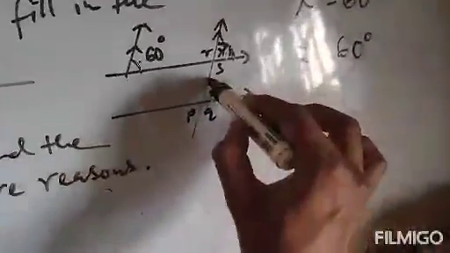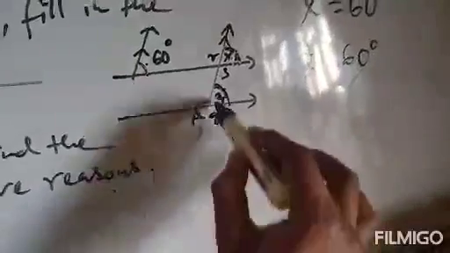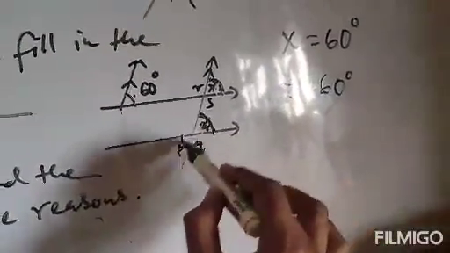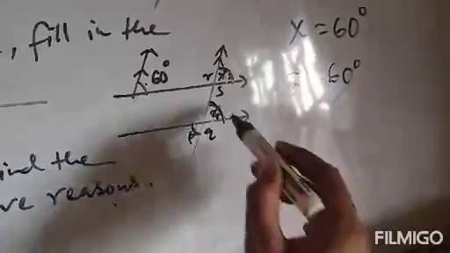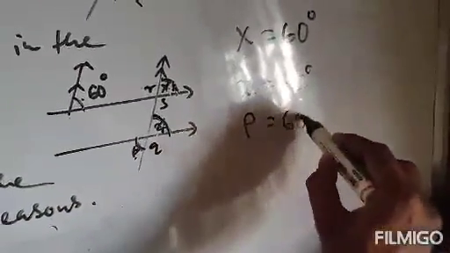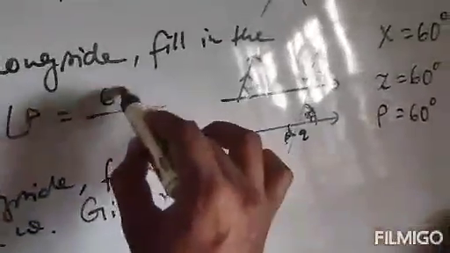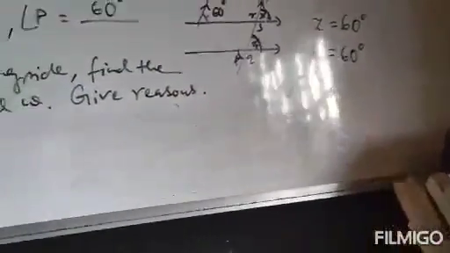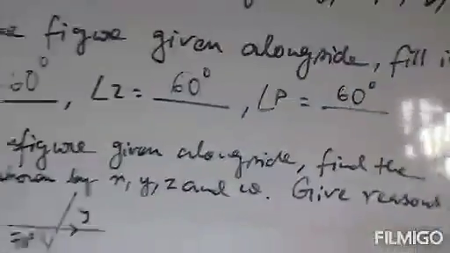Now if z is 60 degree, p is also 60 degree, because angle z and angle p are vertically opposite angles, and vertically opposite angles are equal. So angle p will also be 60 degree. Clear? Next one, question number 6.